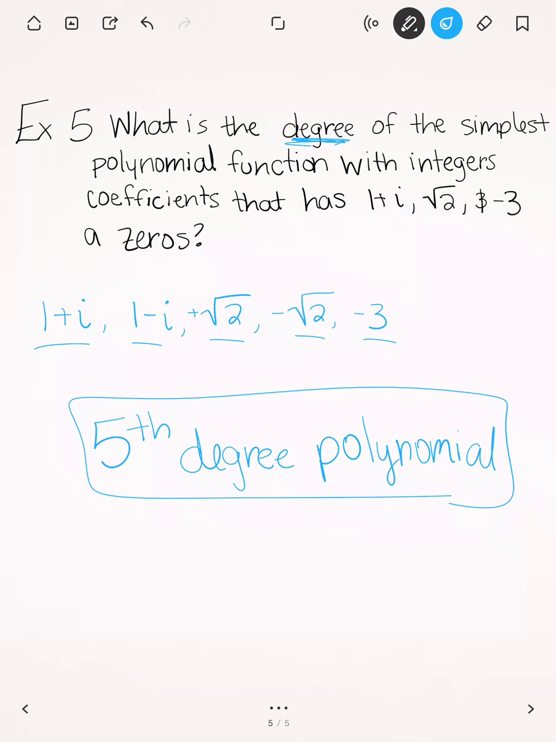So this is the video for the fundamental theorem of algebra. So hopefully you can write polynomial functions given the zeros. All you got to do is work backwards.